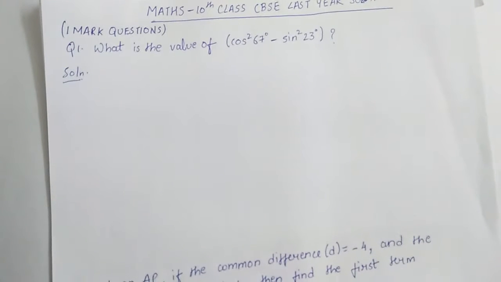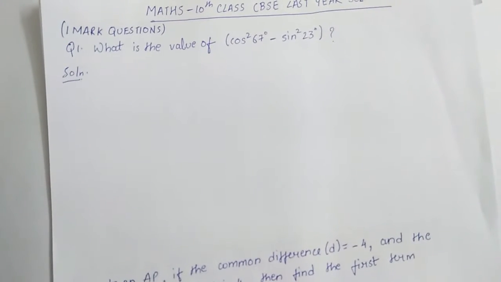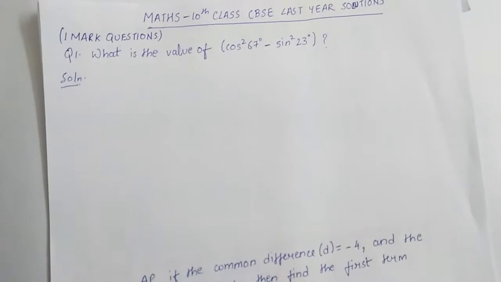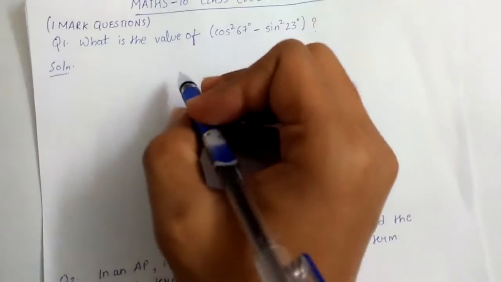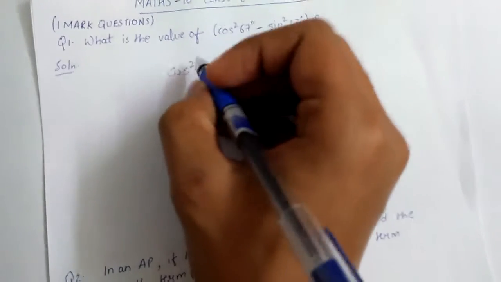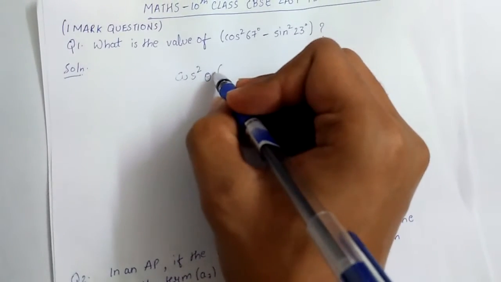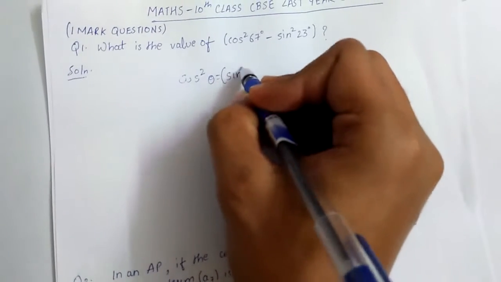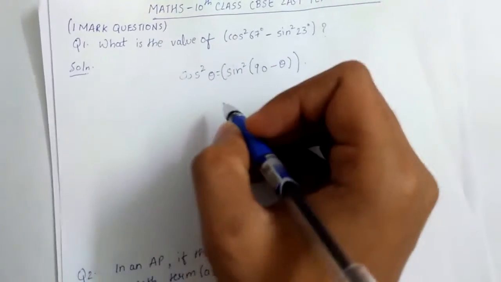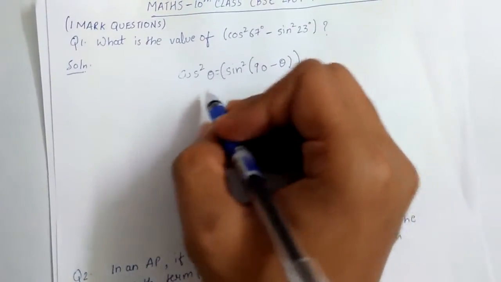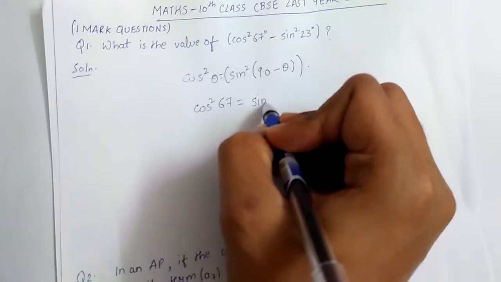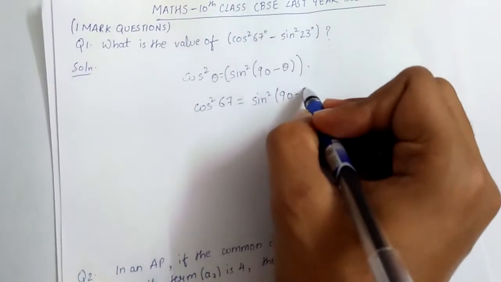The first question we are asked is, what is the value of cos square 67 degree minus sin square 23 degree? If we know the basics of trigonometry, we know the property is cos square theta is equal to sin square 90 minus theta. So if we substitute the value of theta as 67, we get cos square 67 is equal to sin square 90 minus 67.